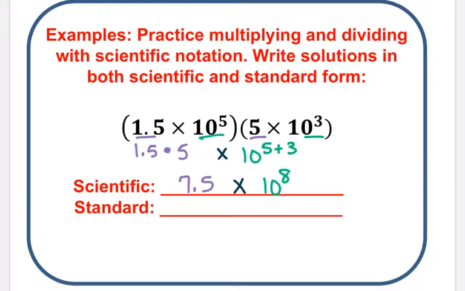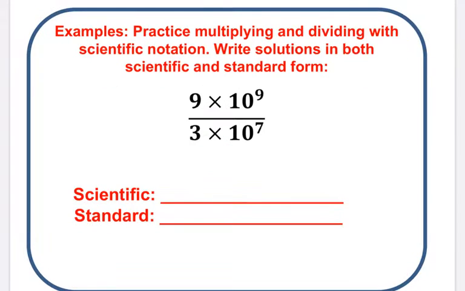Now let's put it in standard form. So this time I need to move it 8 places. So I have 7.5 would be 1, 2, 3, 4, 5, 6, 7, 8. So let's double check. 1, 2, 3, 4, 5, 6, 7, 8. So this is 750 million. Hopefully at this time you're good with multiplying. So let's take a look at dividing.